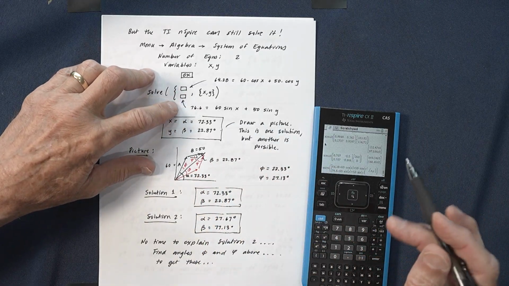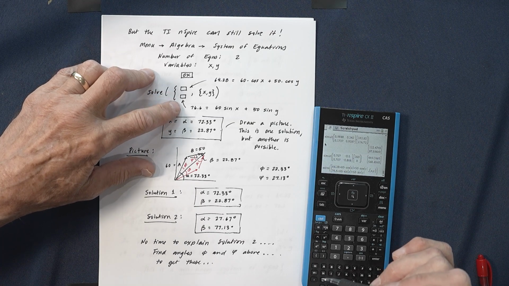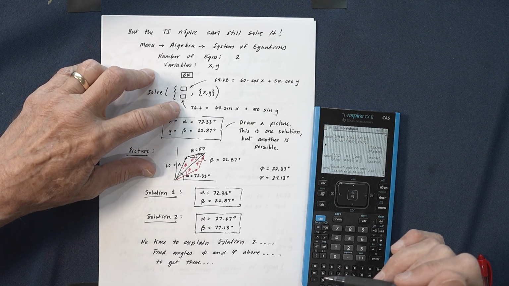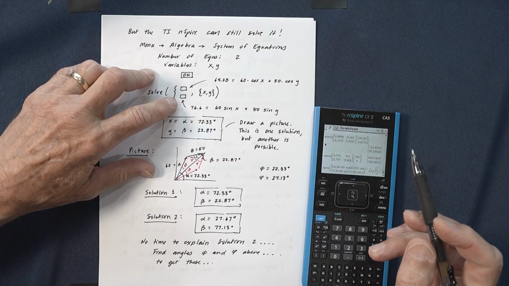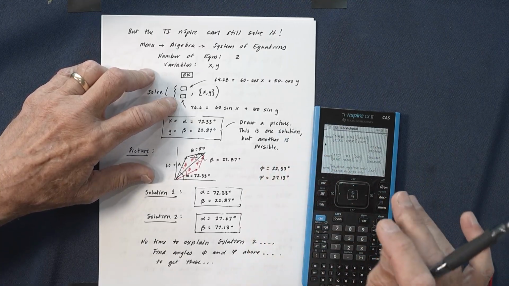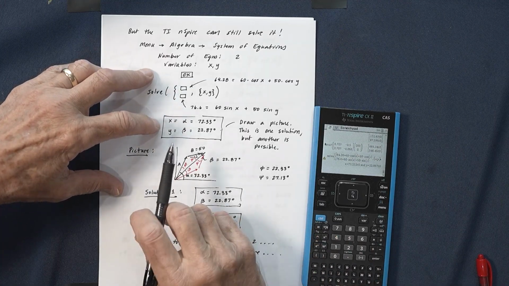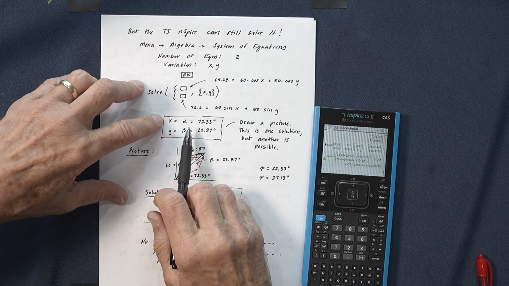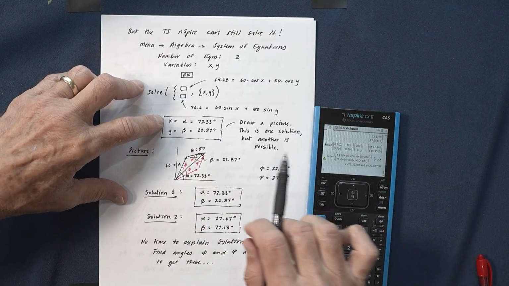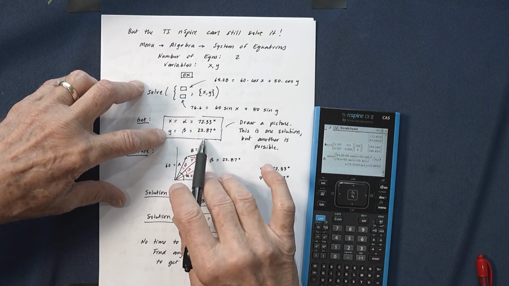So this is 2 equations and 2 unknowns, but they're not linear. It's not a matrix solution. The calculator uses a numerical solution to get the answers. And so we're solving for x and y, and we just hit enter. And this is my result. I get x, which is alpha, is 72.33. Y, which is beta, is 22.87.